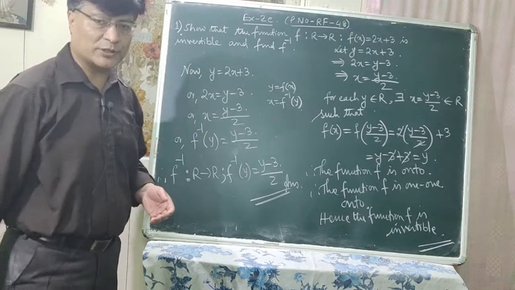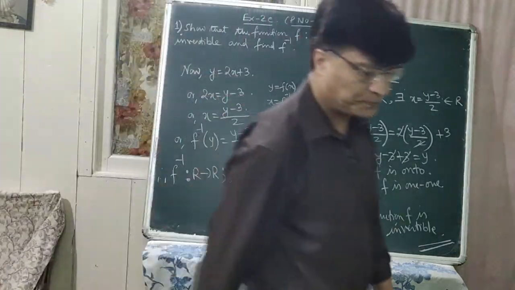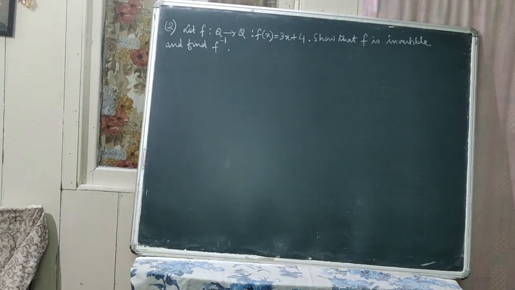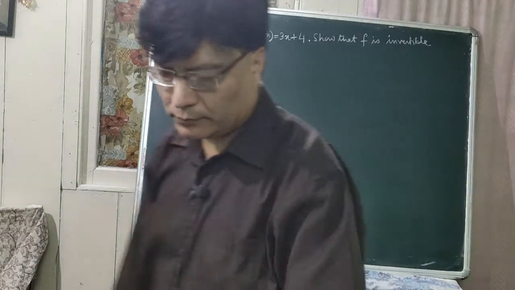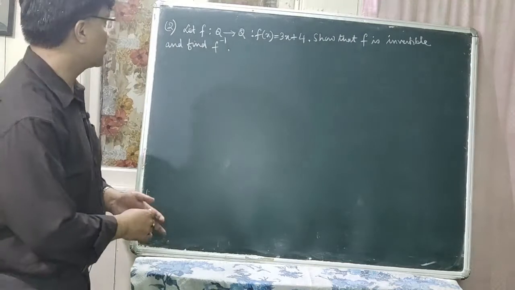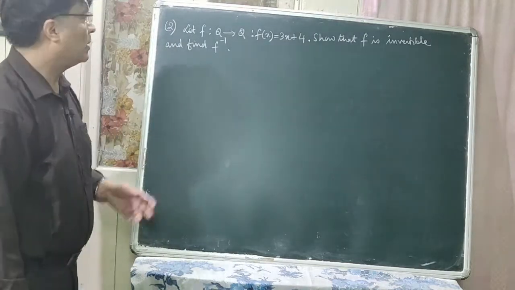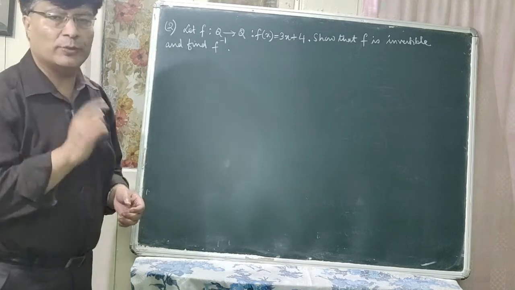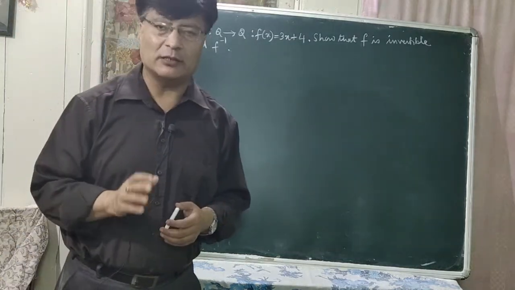So now we'll do the next question. So you can copy it. So now we'll do the next question, that is question number 2. Let the function f such that Q to Q, Q is the set of rational numbers.